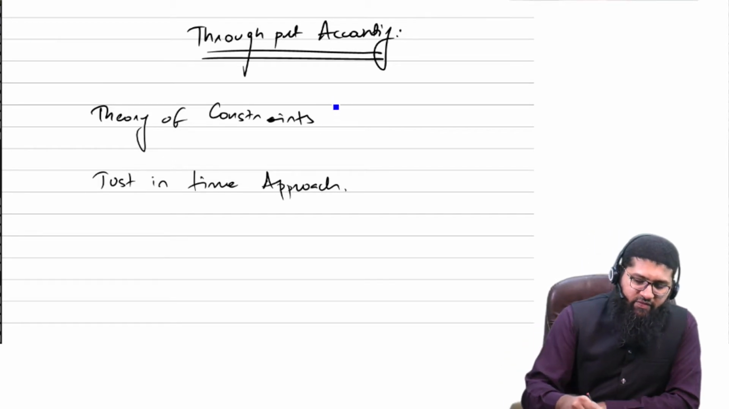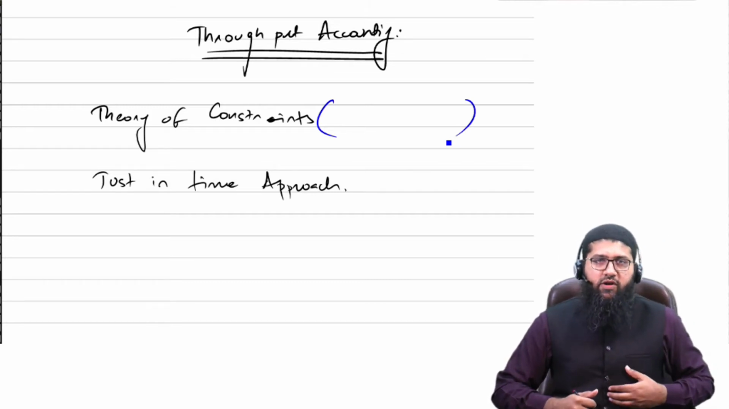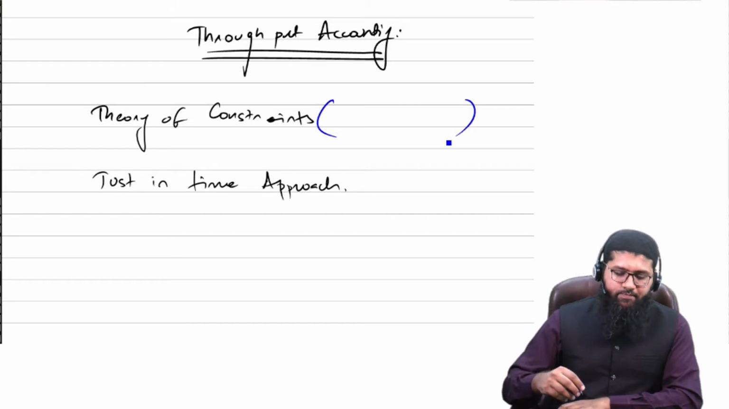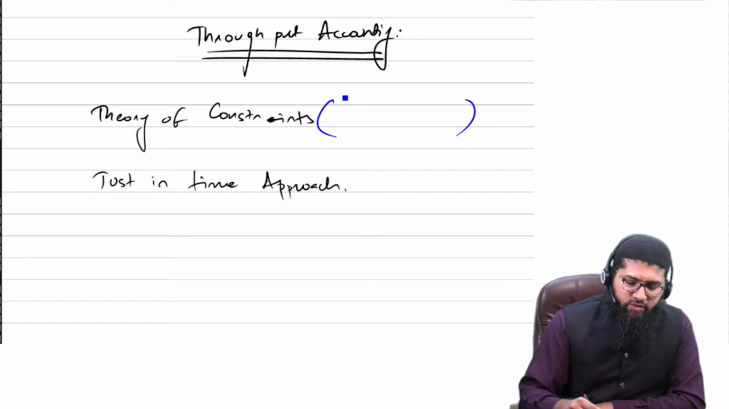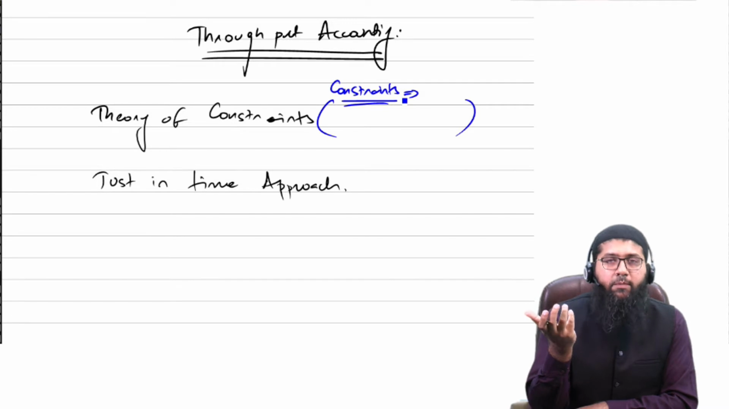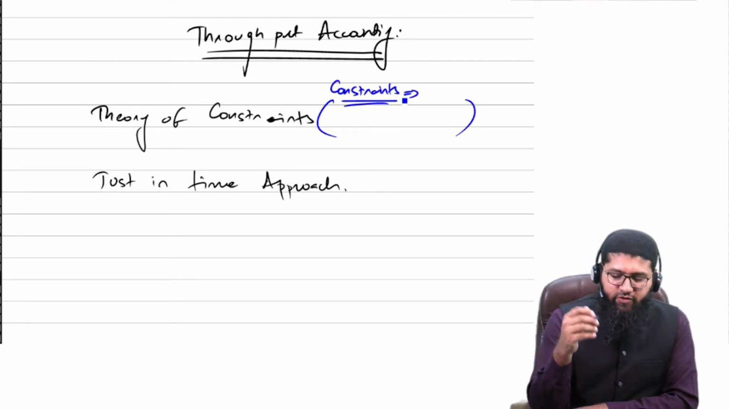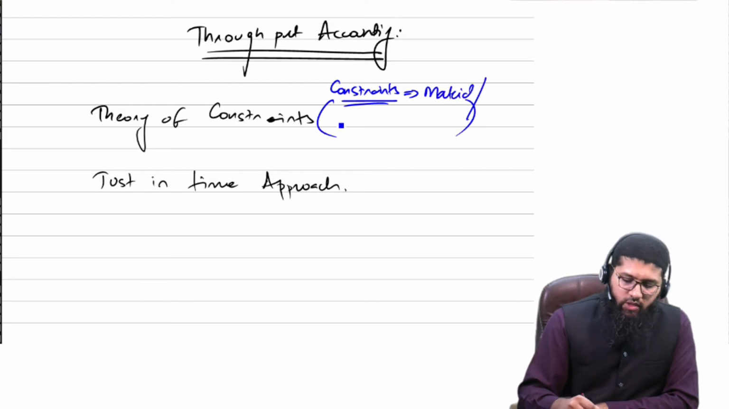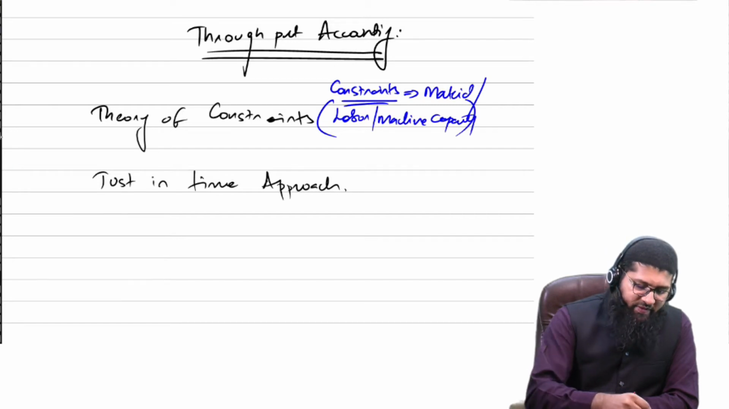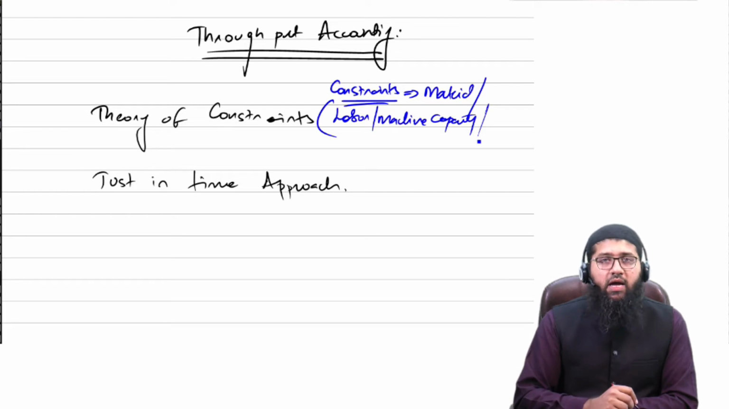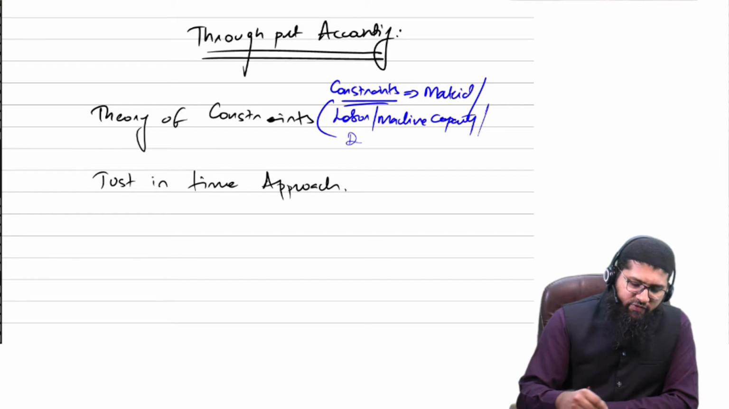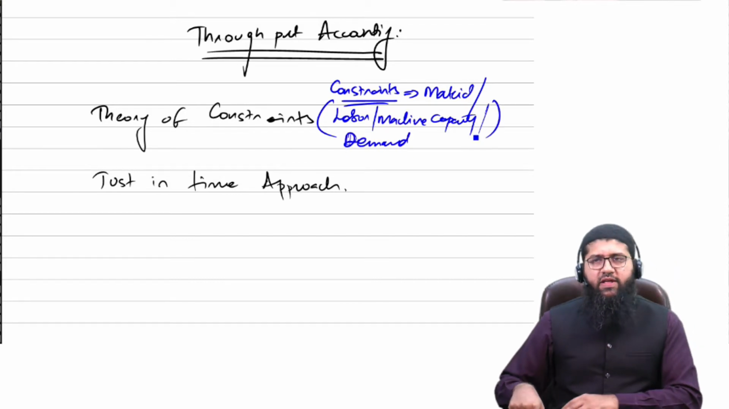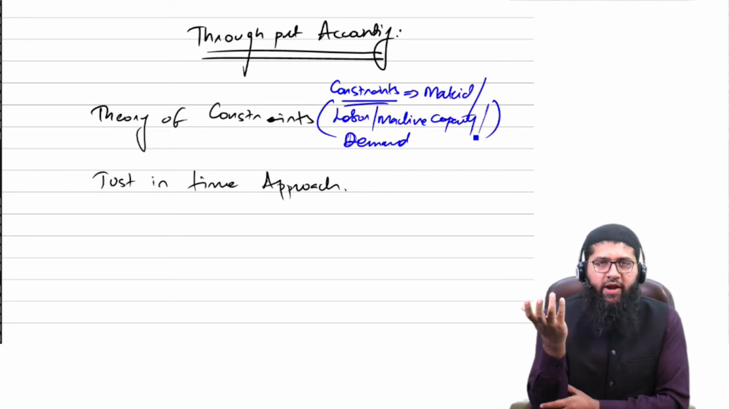Now, what does this theory of constraints say? What does this JIT say? So I'll just discuss JIT and theory of constraints first. Then I'm going to move on to this throughput accounting. So now let's talk about the theory of constraints. We know that an organization can have different types of constraints which could hamper its performance, its production, its growth. The different types of constraints could be the availability of material, the availability of labor, the machine capacity. At times the demand for the product could also act as a constraint. So there could be different types of limitations that can operate on an entity.